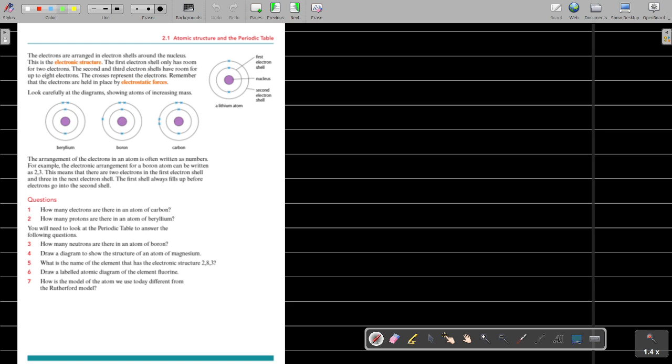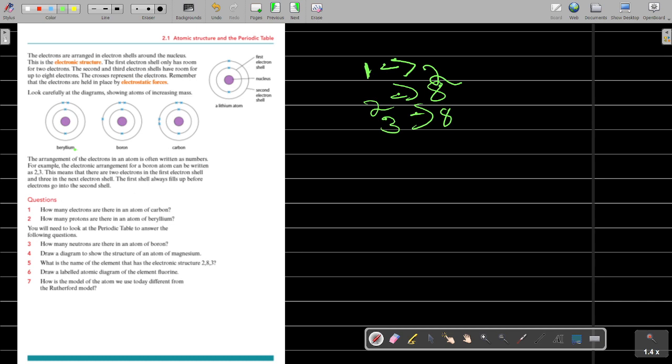2.1 Atomic structure in the periodic table. So the electrons are arranged in electron shells around the nucleus. This is electronic structure. The first electron shell only has room for 2 electrons. Remember this point. One shell has room for 2 guests, the second has room for 8 guests, and the third shell also has room for up to 8 guests. So, this one, beryllium's.